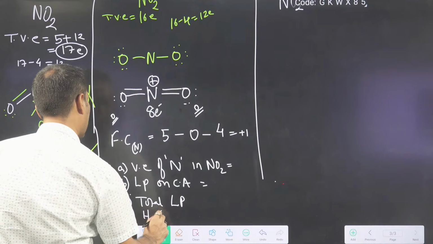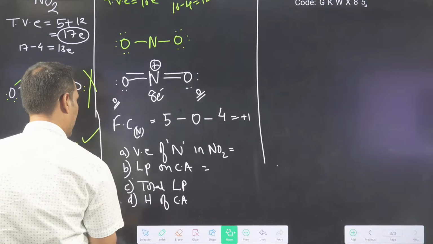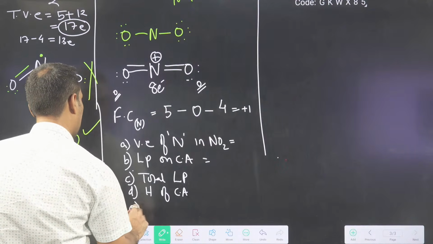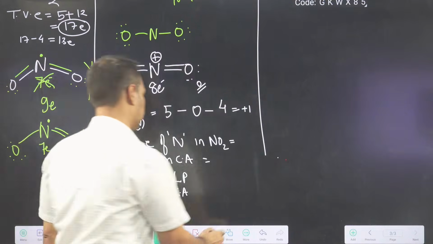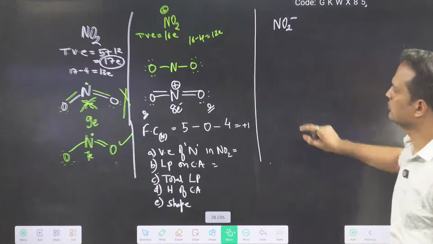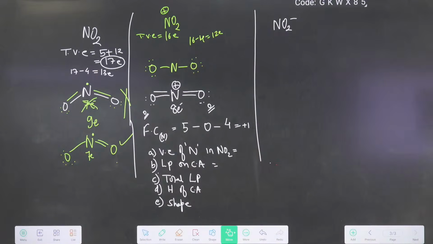Then I can ask you hybridization of the central atom. So many questions I can ask you. Then finally I will ask you the shape of the molecule. Can you write all the answers?